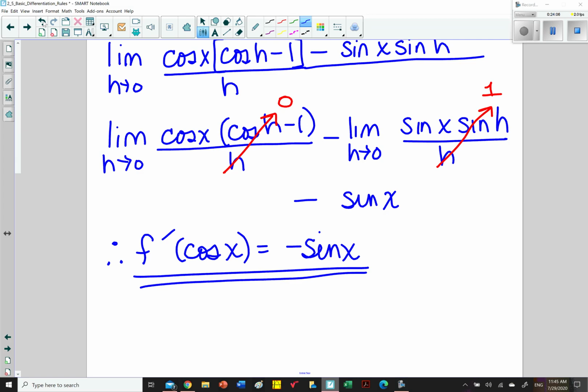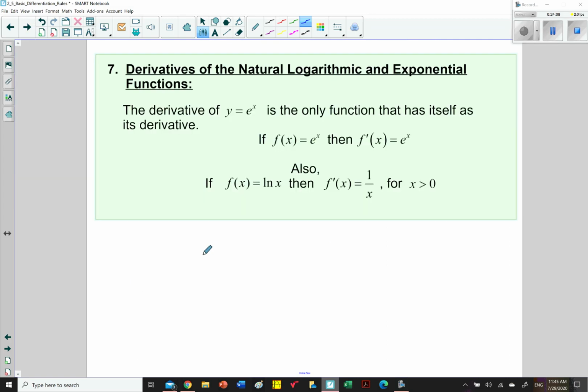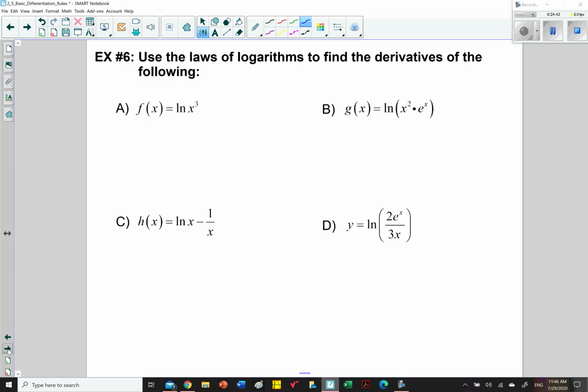Then our last example is just going to be the natural log rule. Anytime you have the derivative of y equals e to the x, it's the only function that has itself as its derivative. So if f of x is e to the x, then f prime of x is e to the x. Also, we want to know that if f of x is natural log of x, then the derivative is 1 over x for all the positive x's, since we can't take natural log of negative numbers.